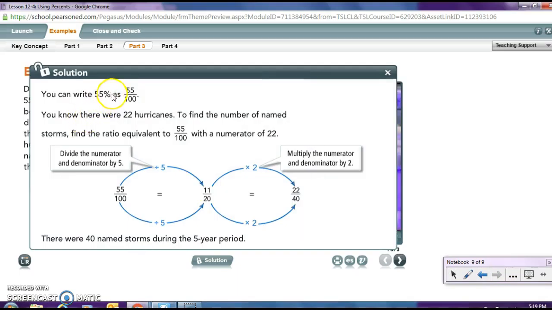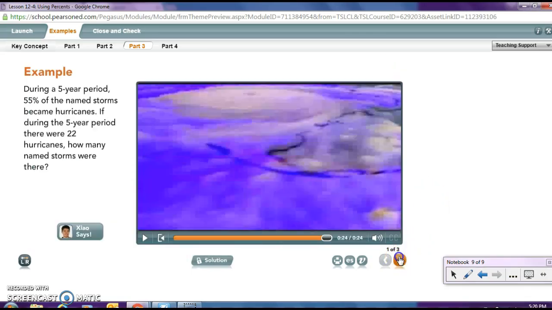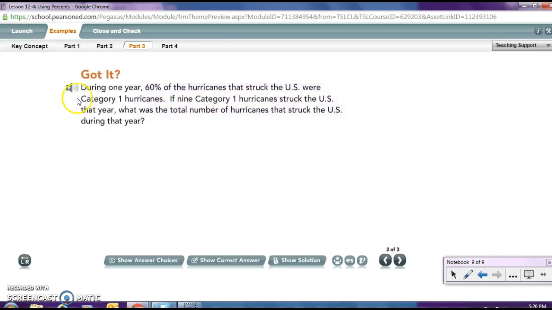Looking at this, you can write 55% as 55 over 100. You know there were 22 hurricanes. To find the number of named storms, find the ratio equivalent to 55 over 100 with the numerator of 22. So divide the numerator and denominator both by 5. Then you get 11 out of 20. Now how can I get from 11 out of 20 to 22 over 40? Well, I can multiply the top by 2 and the bottom by 2. So there were 40 named storms during the 5-year period. Let's go ahead on to the next slide.